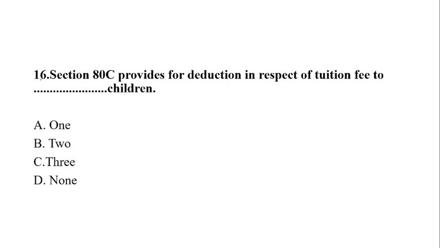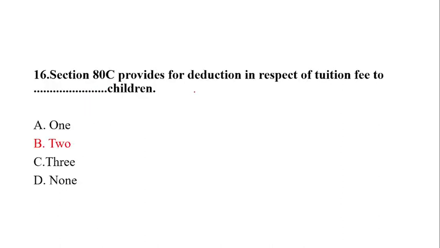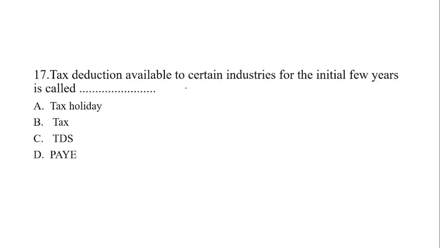Then question number 16, section 80C provides for the deduction in respect of tuition fees to children. How many children? There will be 2 children. Like hum do, hamare do, not more than that, you will get a deduction under section 80C. You can remember it like this.